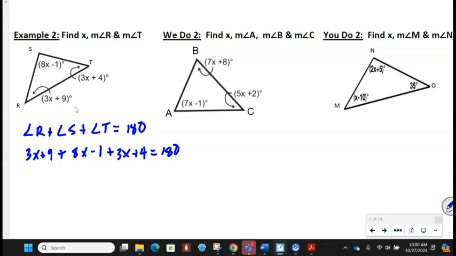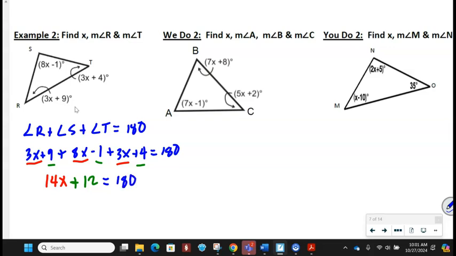Now we're looking for our like terms here, right? So we've got a 3x there, an 8x there, a 3x there. So when we add all those together, that's going to give us 14x, right? So we get 14x, and then we're also going to add our constants. So 9 minus 1 is 8, and 8 plus 4 is 12. So this is going to be plus 12. And that's going to be equal to our 180, right?